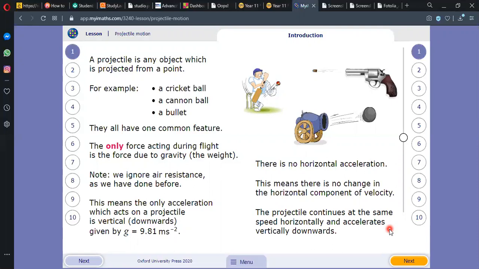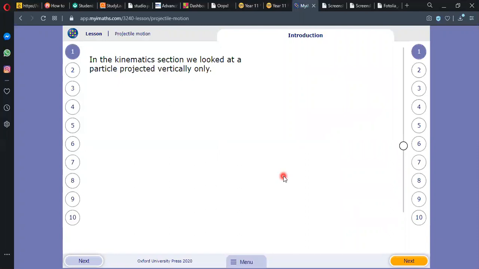And it accelerates vertically downwards. So this is just to tell us that there is no acceleration horizontally. There is only vertical acceleration, which is the acceleration due to gravity, the g. Moving on.